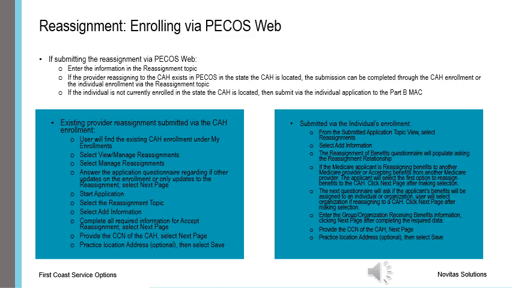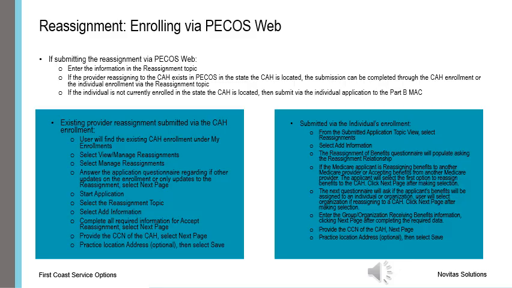Reassignment, enrolling via PACOS Web. If submitting the reassignment via PACOS Web, enter the information in the reassignment topic. If the provider reassigning to the critical access hospital exists in PACOS in the state the CAH is located, the submission can be completed through the CAH enrollment or the individual's enrollment via the reassignment topic. If the individual is not currently enrolled in the state the CAH is located, then submit via the individual application to the Part B MAC.